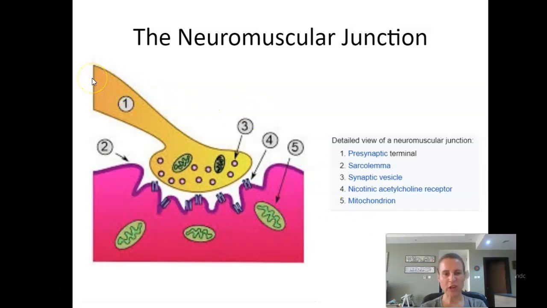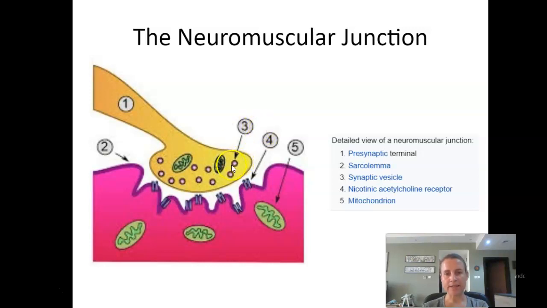It's more of a cartoon style, but you have a neuron here, and the end plate of the neuron, and then this is part of the muscle fiber. So you've got the presynaptic terminal, presynaptic meaning before the synapse. The sarcolemma is just a little bit of a membrane that's on the muscle fiber. And then you have a synaptic vesicle. That vesicle contains the neurotransmitter, and the neurotransmitter is a chemical that goes across the synapse to take the impulse from one place to another.